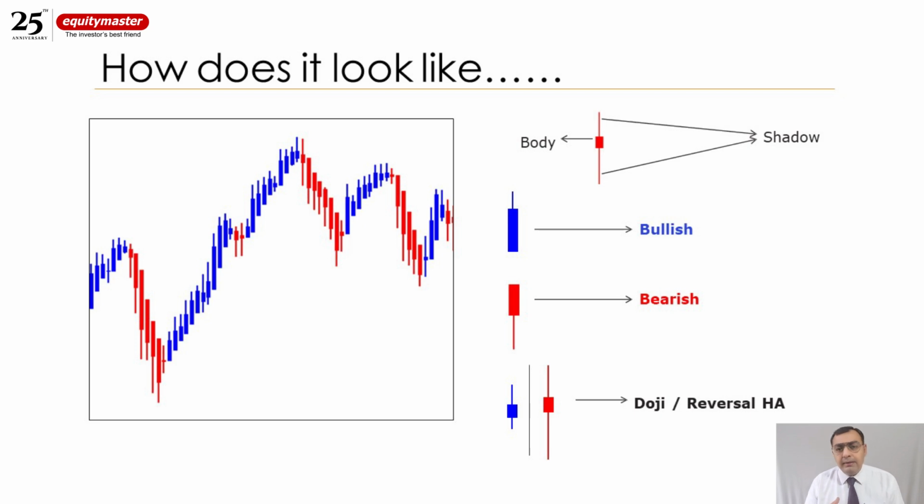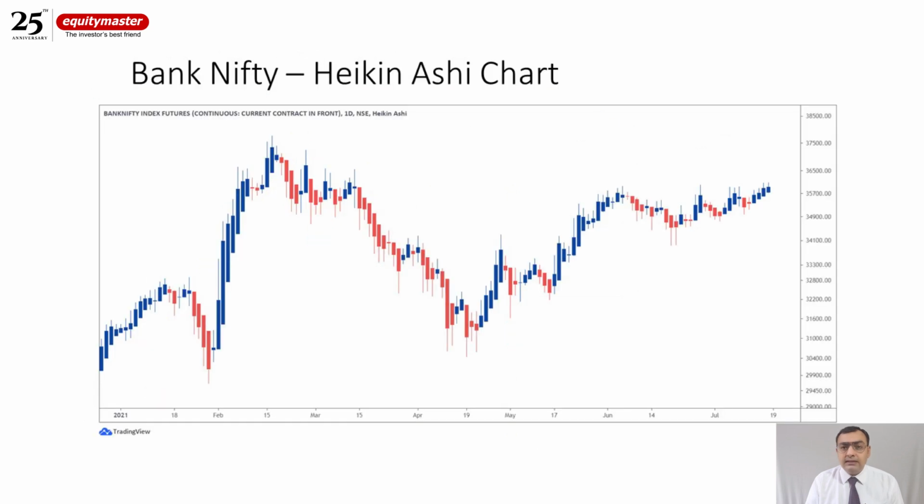So let's look at how the charts look. This is the Bank Nifty chart on your screen, and this is just an example of how the Heikin Ashi charts look. If you look at the structure, the blue lines on your screen are bullish Heikin Ashi. The red lines, where the open and high are the same, are known as bearish candles, and there could be the doji, which depends upon the color of open and close. So you need to keep a watch on these three candles.